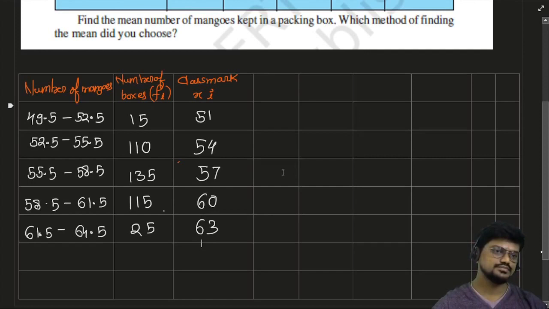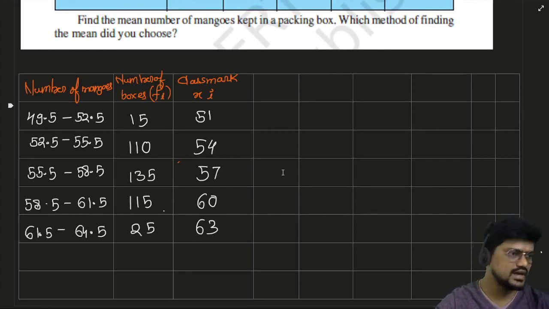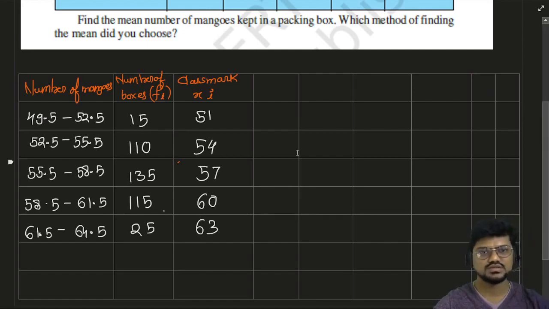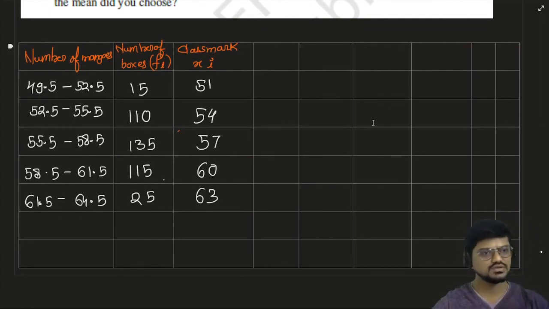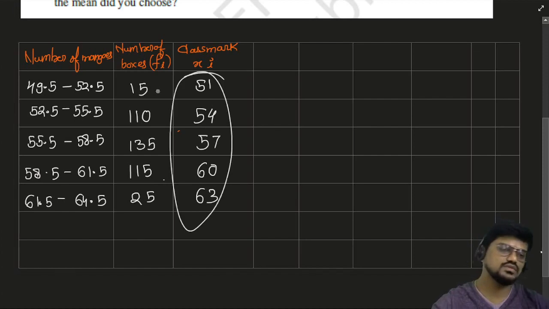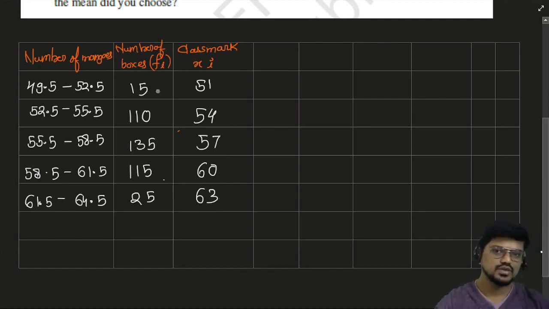Now to find the mean, you will do either the direct method, or the step deviation method, or the shortcut method. So tell me whether we should do the direct method, the step deviation method, or the shortcut method. The between one, that is the shortcut method. To do the shortcut method, we have to consider one of them as the assumed mean. So the middle one will be considered as the assumed mean.